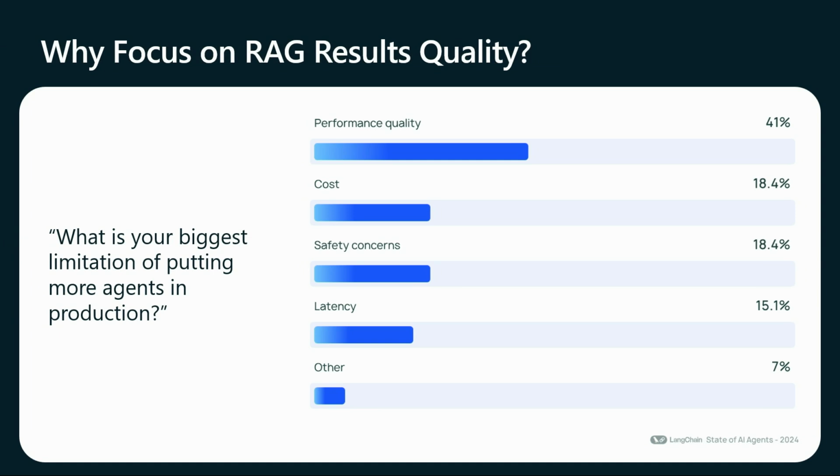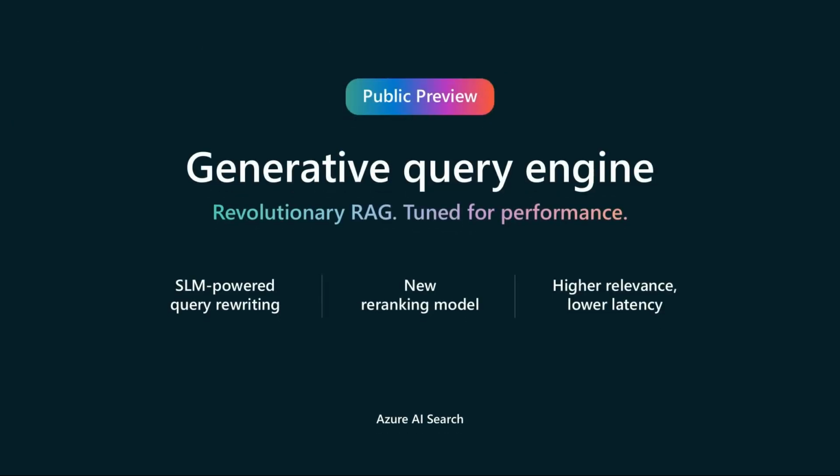So because quality is so important, in Azure AI Search, we invest a ton of energy on making sure you get the best relevance out of search results right out of the box. And today, I'm very excited to talk about our generative query engine. This represents the best work that Microsoft has done at the platform level for relevance. It includes query rewriting that we're powering by SLMs, a brand new, massively better ranking model, and all of that packaged in a high-performance system that would not make you trade off quality for speed or speed for quality.